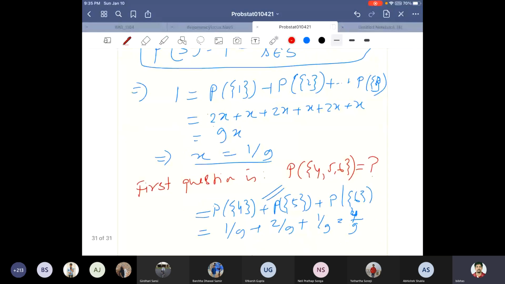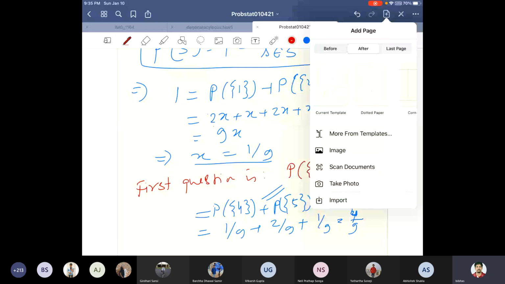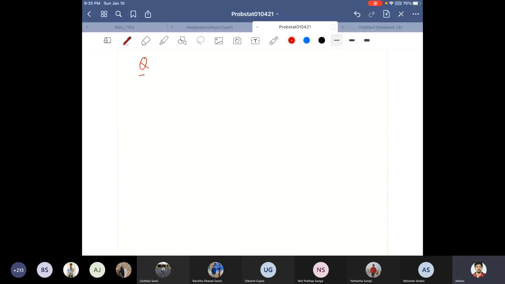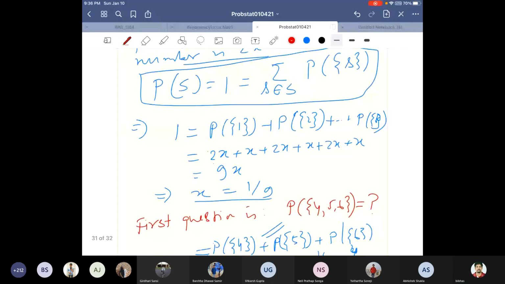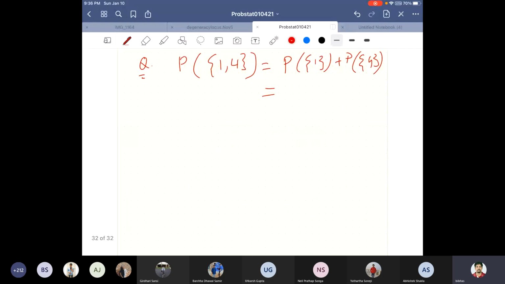So basically, the next question is they're asking what is the probability of 1 and 4? And I know this because this is probability of 1 plus probability of 4. What is probability of 1? 1 is odd. Even number is x. Odd number is 2x. So odd number is 2x, which is 2 times 2 by 9, plus 1 by 9. So it's equal to 3 by 9.